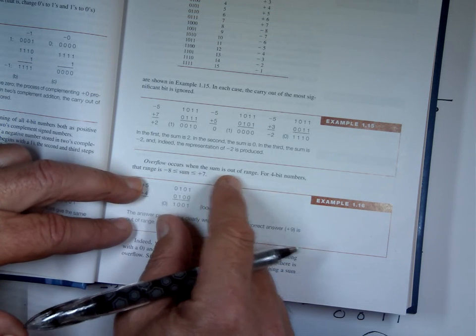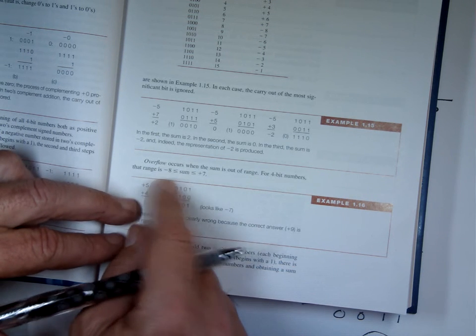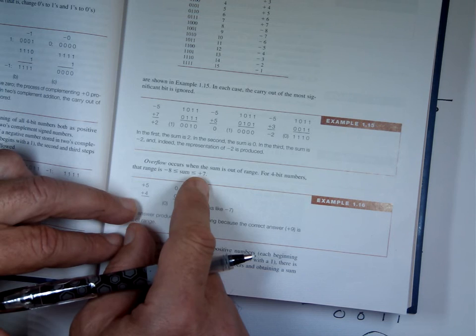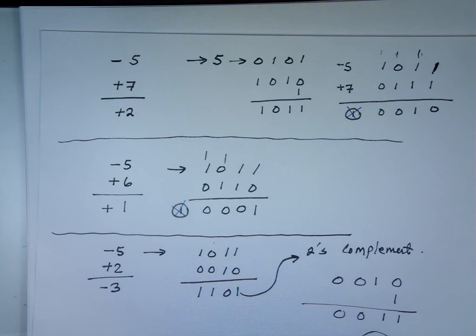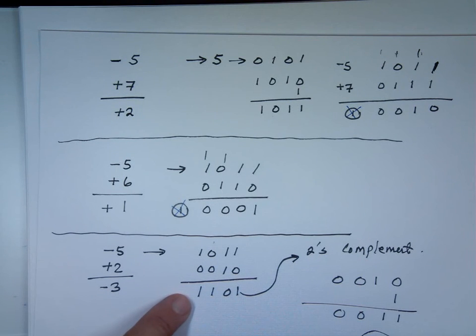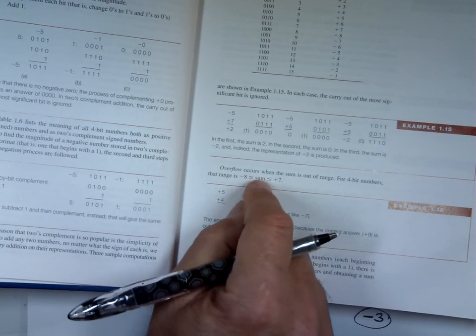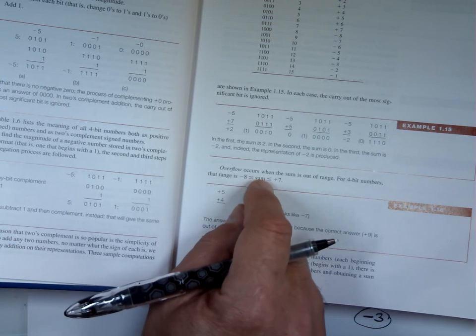So overflow occurs when the sum is out of range. For 4-bit numbers, the sum has to be between negative 8 and plus 7. Now, how did I know to do the complement? Because I looked at that digit. That's 1. That's a flag that tells me that's a negative number. So that's why I did the complement for that. So for 4 bits, anytime the answer is less than negative 8 or greater than 7, you have an overflow.